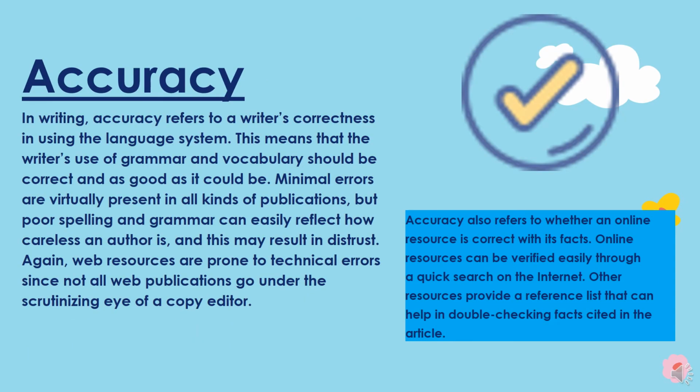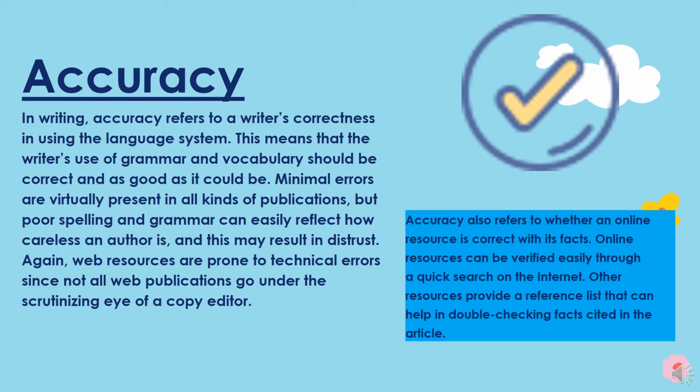Next is accuracy. In writing, accuracy refers to a writer's correctness in using the language system. This means that the writer's use of grammar and vocabulary should be correct and as good as it could be. Minimal errors are virtually present in all kinds of publications, but poor spelling and grammar can easily reflect how careless an author is, and this may result in distrust. Again, web resources are prone to technical errors, since not all web publications go under the scrutinizing eye of a copy editor.